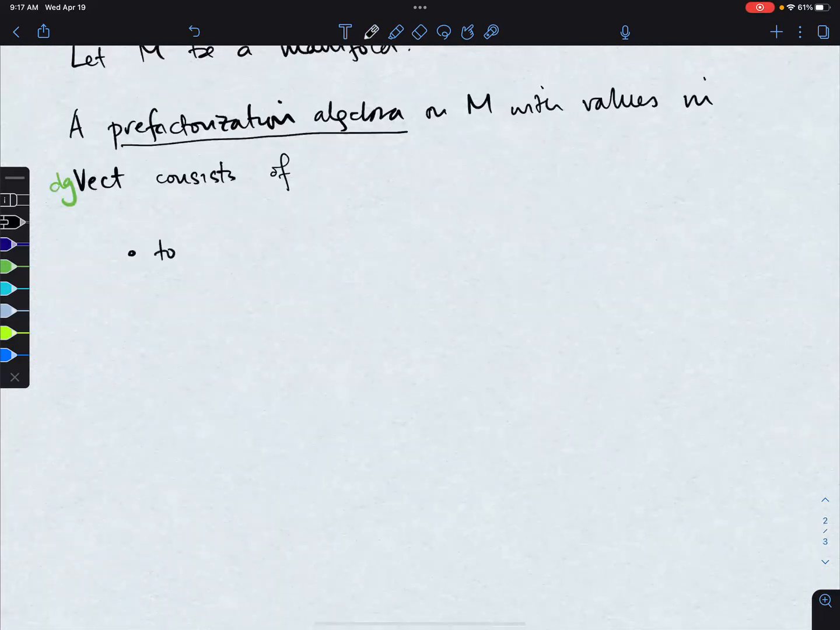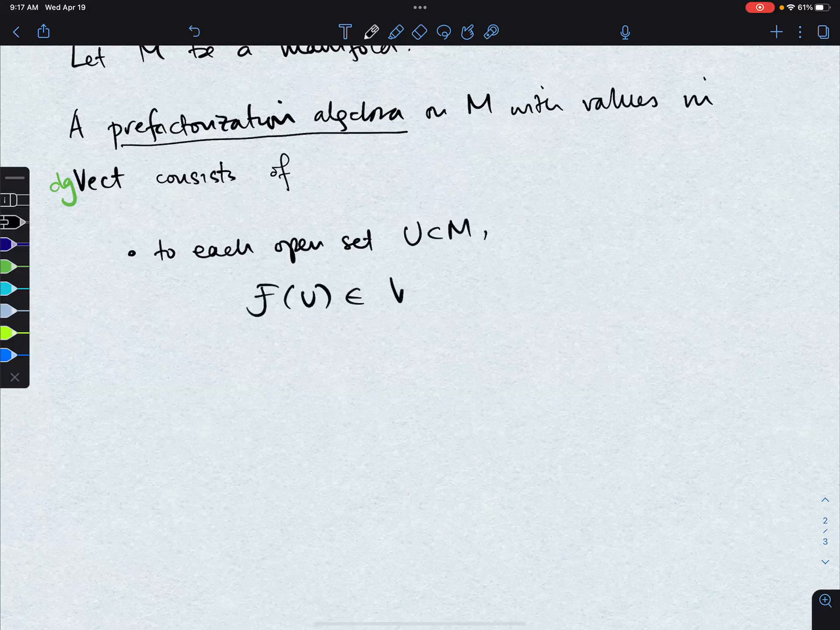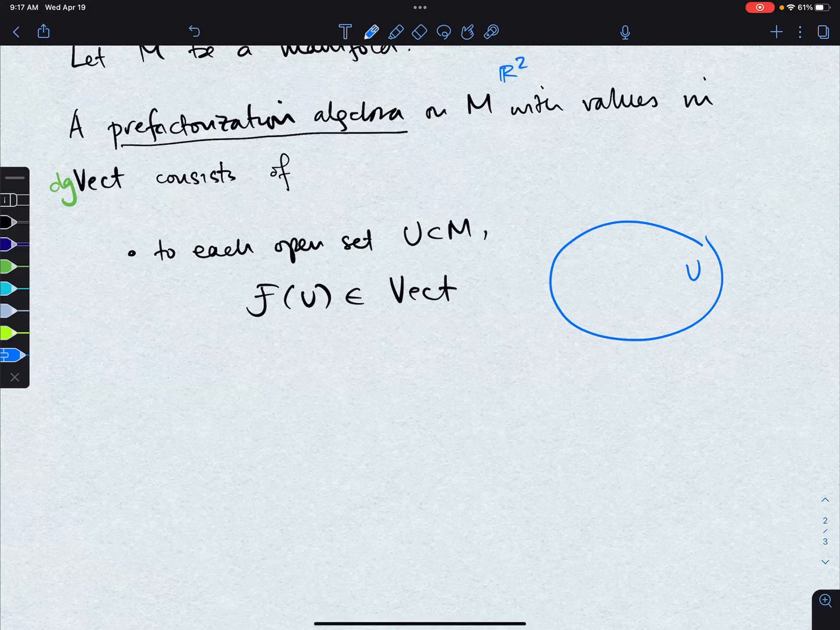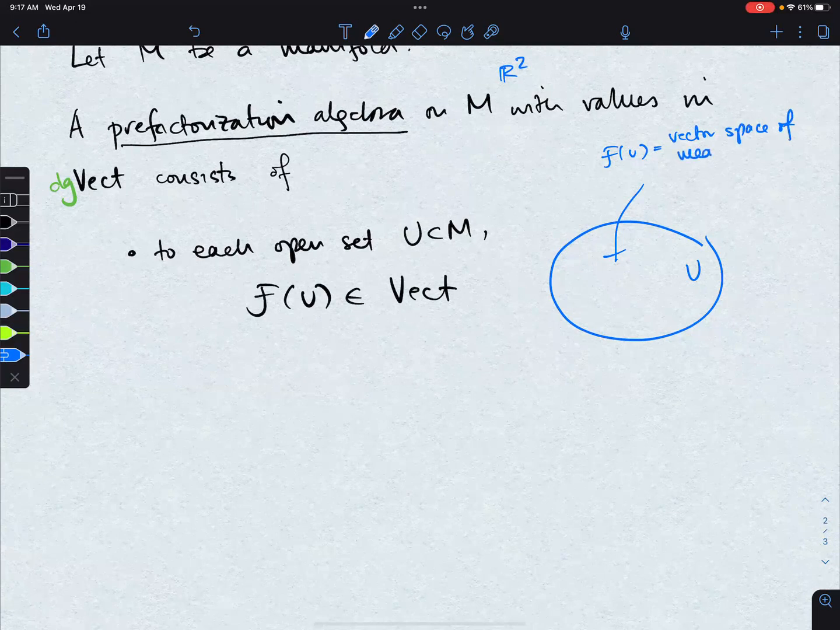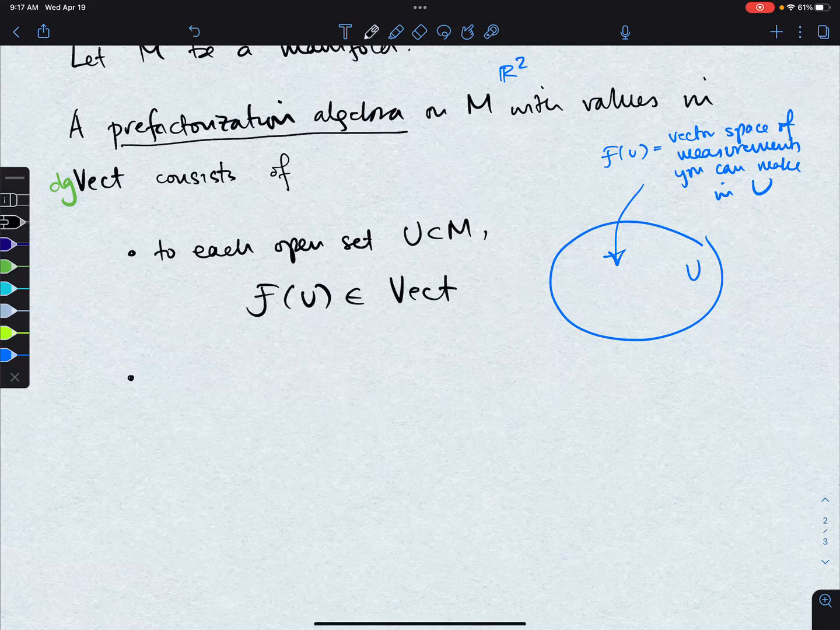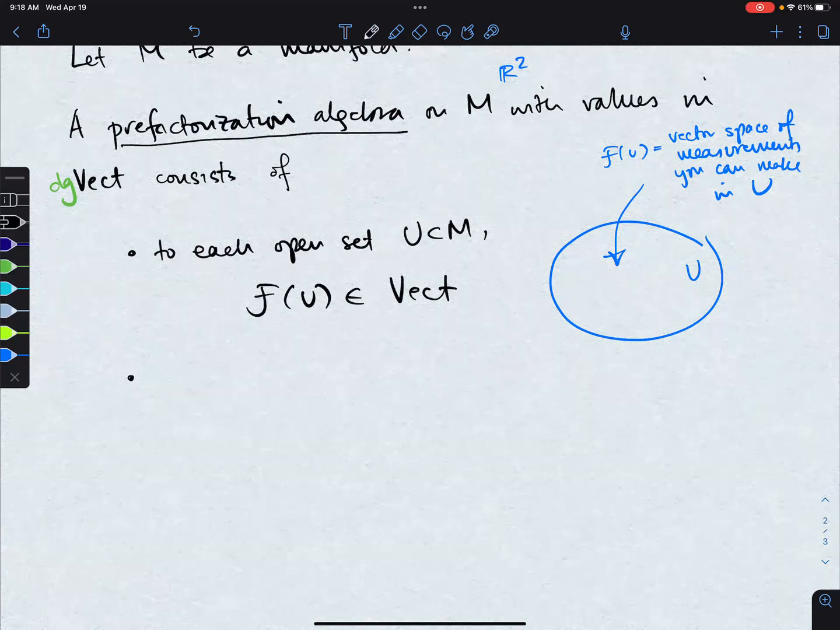So first off, to each open set U in M, there's some vector space or chain complex. So let's picture this. I'm going to draw the picture where M is maybe R2, with a little ball in R2. What we have here is the observables or the measurements. So F of U, you should think of, as we're thinking in a quantum context, as the vector space of measurements you can make in U. Operationally, you can imagine there are some machines in some region of space-time, and you put them together to form a vector space. Okay.